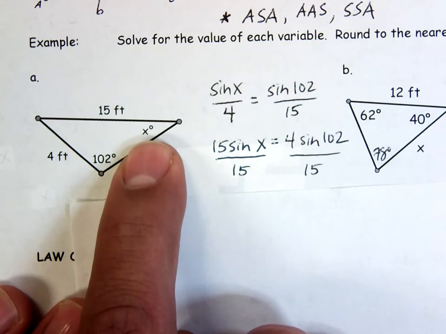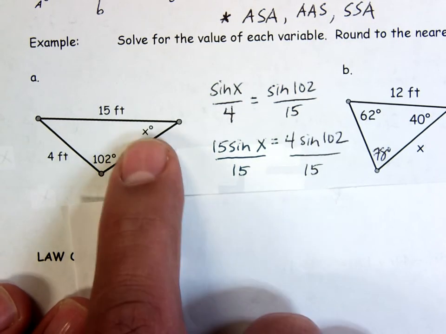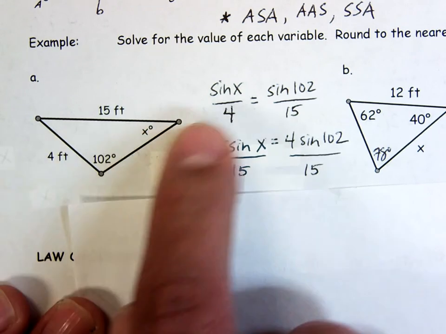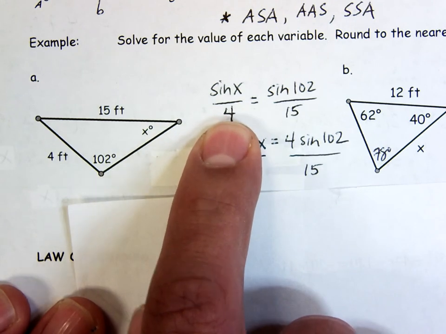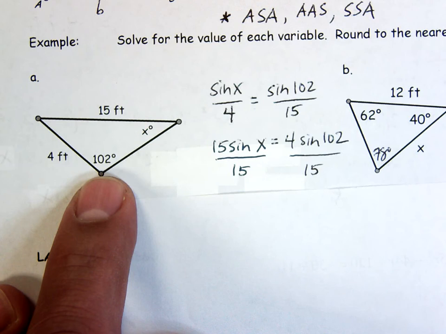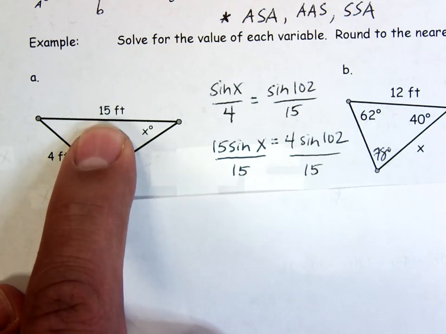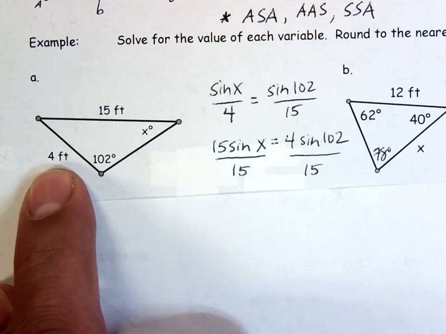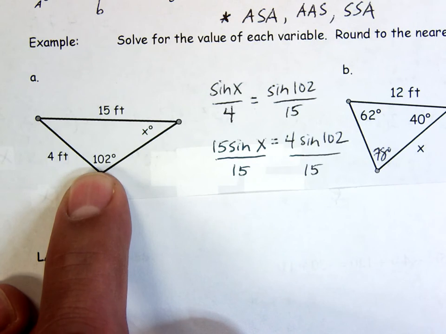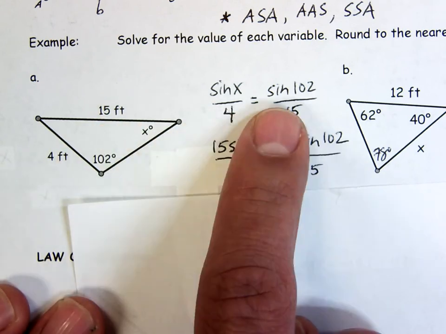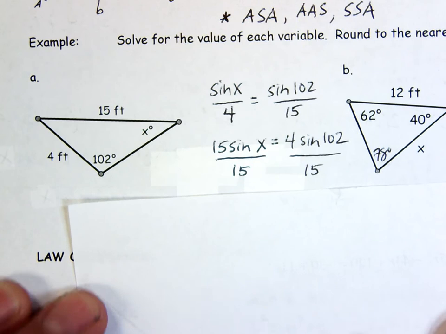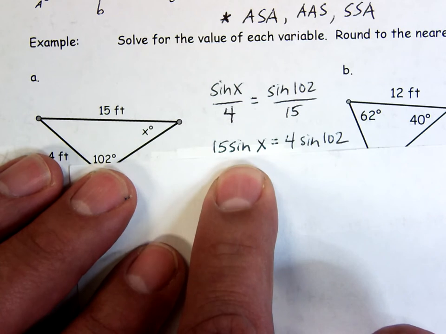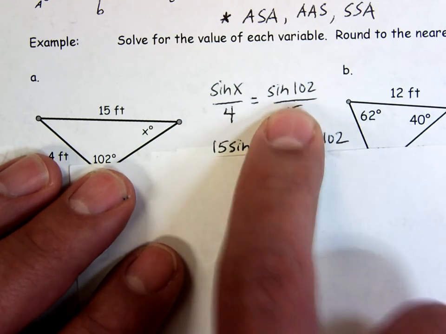Okay, so I want this piece. So it looks to me that I can take the sine of this piece, the sine of x, and put that over 4. So the sine of x over 4 equals the sine of 102 over 15. So that's where this proportion comes from. So we just have that little proportion there. So now I cross multiply, and I then get 15 times the sine of x equals 4 times the sine of 102. That's where this comes from.